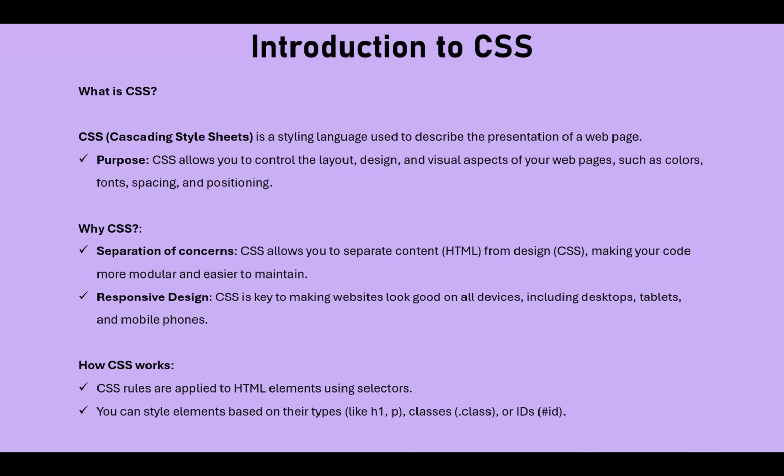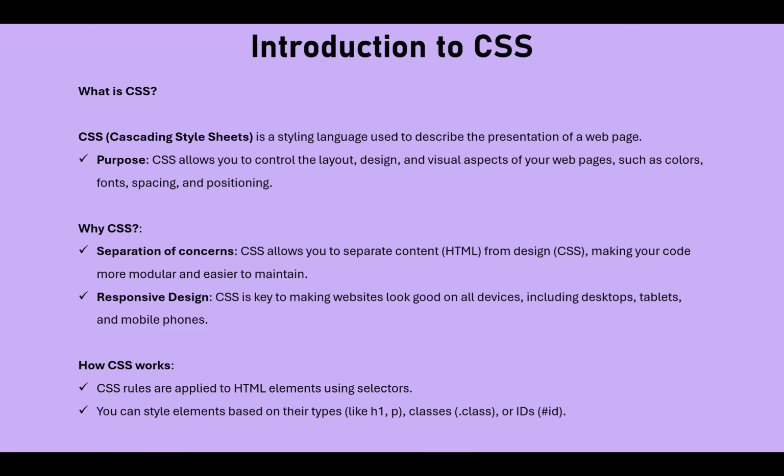So CSS is going to be responsible for all the colors, all the styles that you see, how things are positioned on the page. CSS is going to be responsible for all of that. So this week now, what is CSS? CSS basically stands for Cascading Style Sheets, and it's a styling language that's used to describe the presentation of a web page. So it's all about presentation, it's all about aesthetics. It allows you to control the layout, the design, any visual aspects, anything you can see: colors, font size, positioning, spacing, and stuff like that. That is what CSS is responsible for.